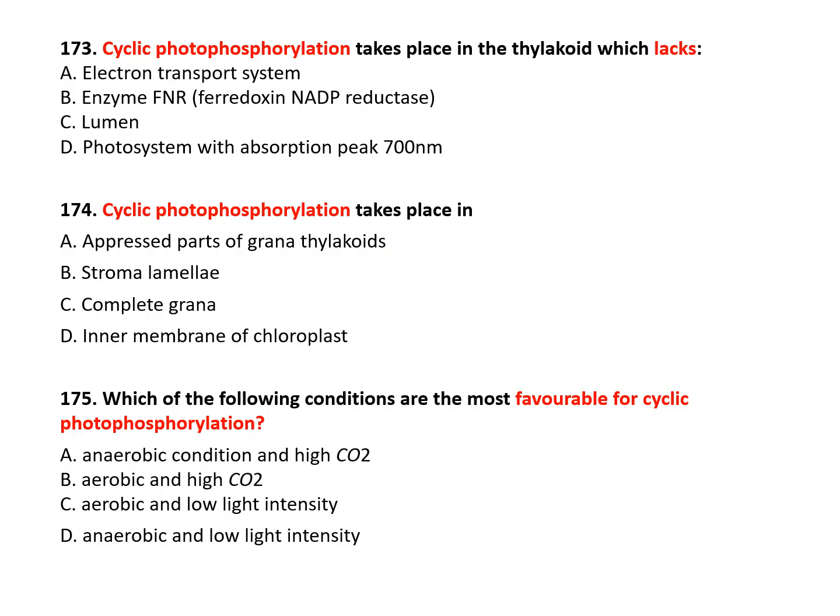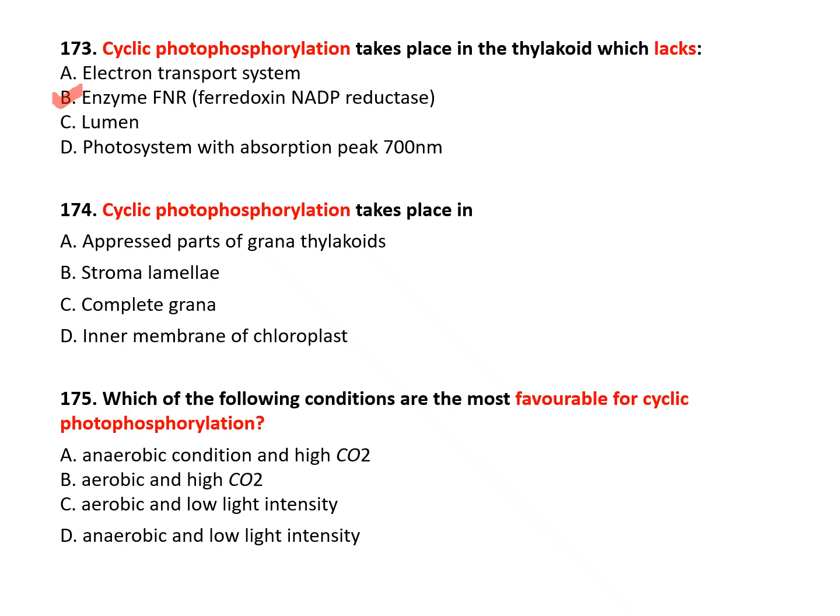The next question, number 173. Cyclic photophosphorylation takes place in the thylakoid which lacks: option A, electron transport system; option B, enzyme FNR, that is pyridoxine NADP reductase; option C, lumen; option D, photosystem with absorption peak 700 nm. The correct answer is option B, enzyme FNR, that is pyridoxine NADP reductase.